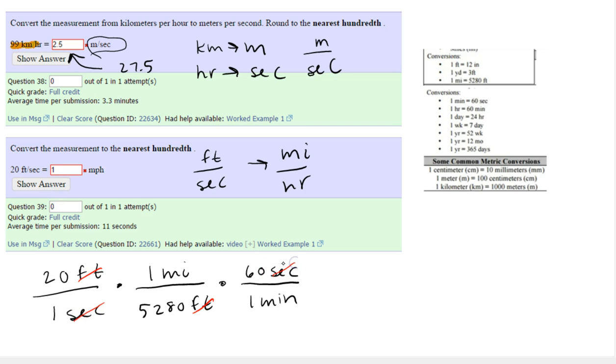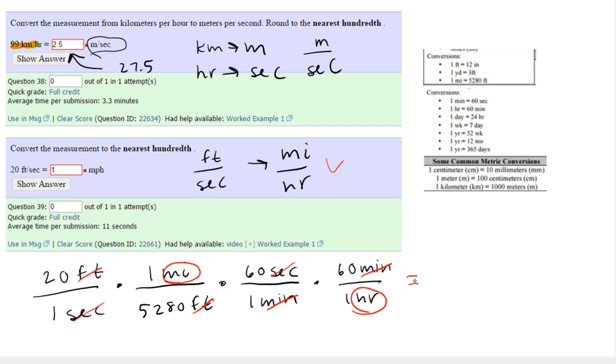Now we'd have miles over minutes, and we need hours. So I'm going to get the minutes to cancel. 60 minutes is 1 hour. So I'll put the 60 minutes on top, so the minutes will cancel and 1 hour on the bottom. So now notice the units left on the top are miles, units on the bottom are hours, and that's the units we wanted. So we can multiply across.